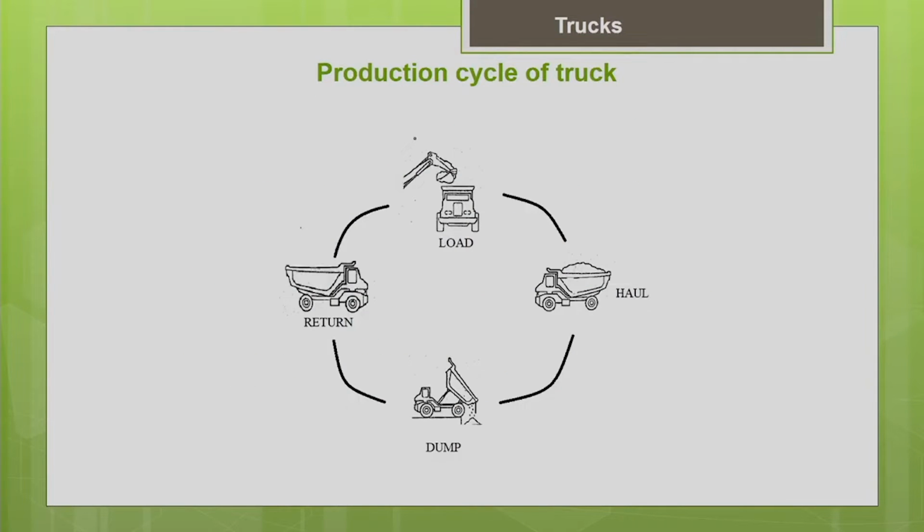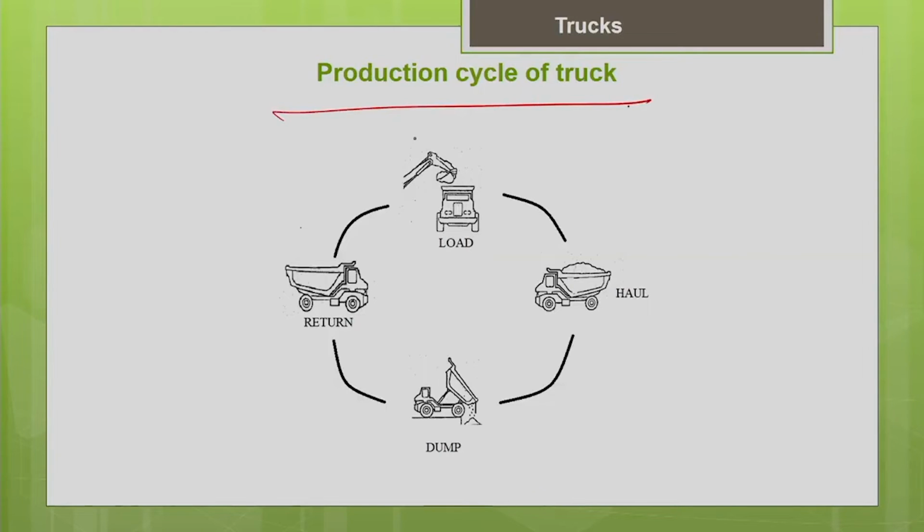So now let us look into the production cycle of the truck. We have discussed so far the different types of trucks. Now let us move on to the production cycle of the truck and the different components of the production cycle. The first thing is that your truck should spot the loader. The loader should be spotted by the truck, so that spotting time is also included.